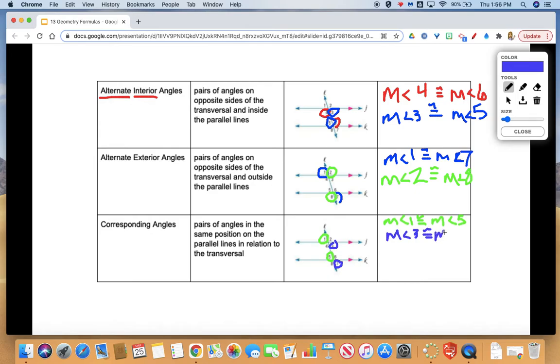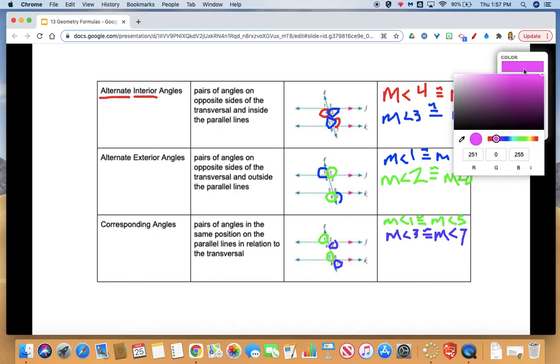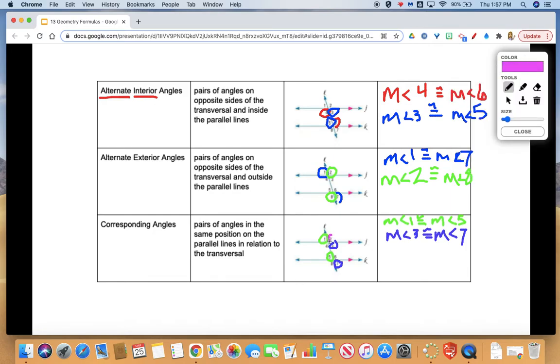Can you spot another set of corresponding angles? You could say 2 and 6. They both sit on top of the parallel line to the right of the transversal. And what's my last set? 4 and 8. They both sit below the parallel lines to the left of the transversal.